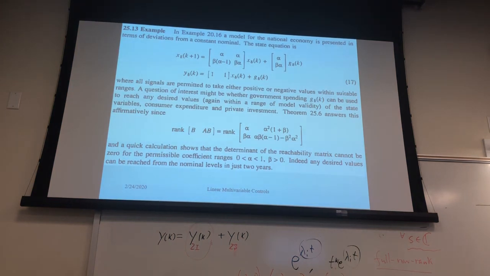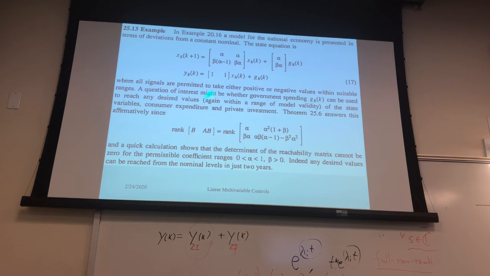So now the key question is whether the government spending, GK, can be used to reach any desired value. It's a controllability question. Within a range of modulability, the state variables are consumer expenditure and private investment. So, to answer whether the government spending can be used as a tool or authority to change consumer expenditure and private investment.